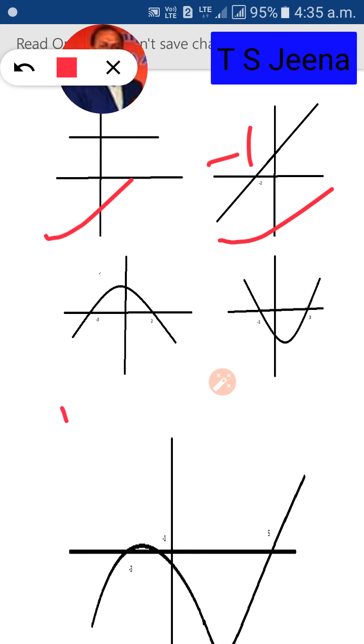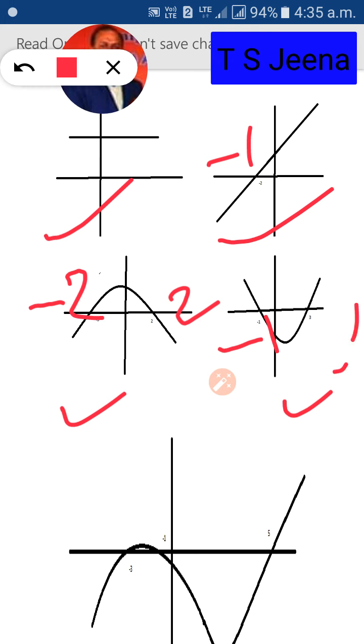This one is a quadratic polynomial. This quadratic polynomial is cutting at 2 points, -2 and 2, so it has two zeros, and the values of the zeros are -2 and 2. This is also a quadratic polynomial. It is cutting at -1 and 2, so the values of the zeros are -1 and 2.